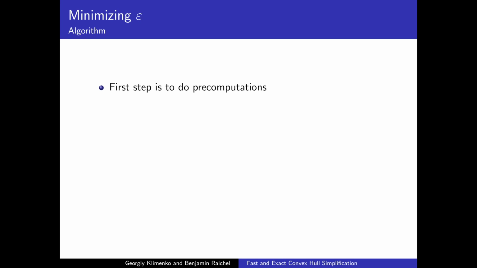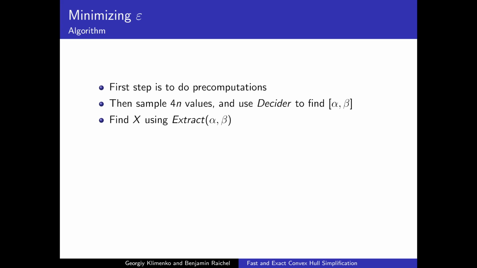So to do the algorithm, the first step is to do all the precomputations, such as sorting the points and doing the precomputation for cost queries. Then we sample n values, sort them, and search over them using the decider procedure. This will give us the range alpha beta. We can then use the extract procedure on that range to get the values between alpha and beta. Finally, we can search again over those values using the decider procedure to get the true answer to our problem.